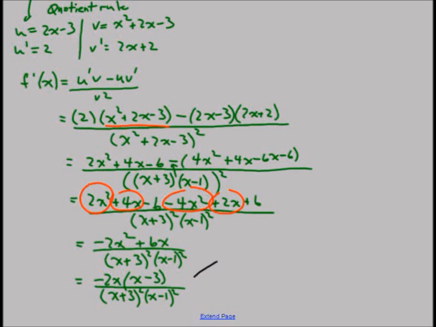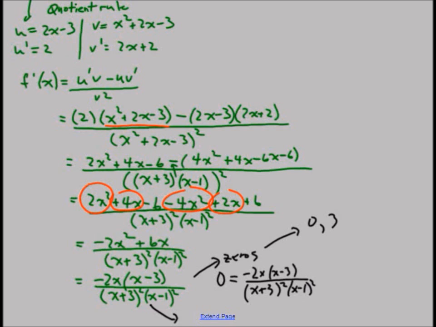Okay, so zeros will occur when this function is equal to 0. So let's think about when that would happen. 0 equals this function. Once we cross multiply, this denominator will disappear. So in other words, the zeros are going to be whatever causes the numerator to be 0. So zeros are 0 and 3. Asymptotes are whatever causes the denominator to be 0, because that will make it undefined. So that will be 1 and negative 3.